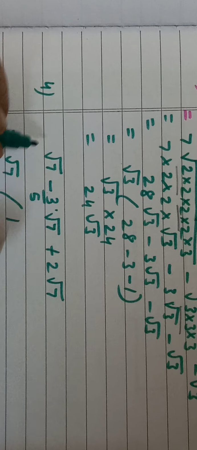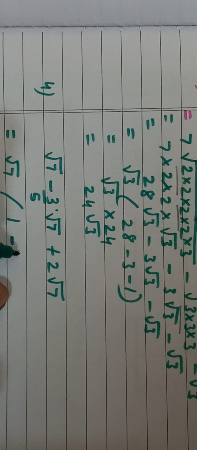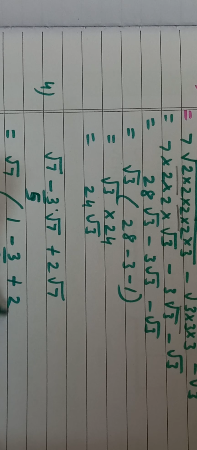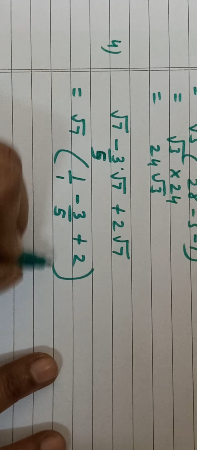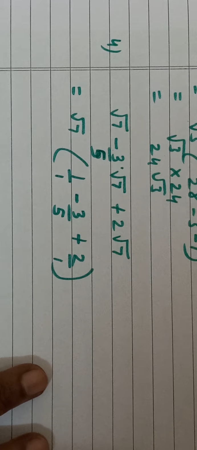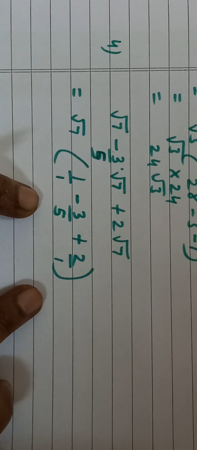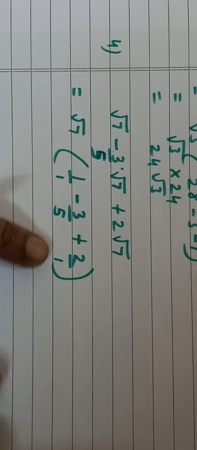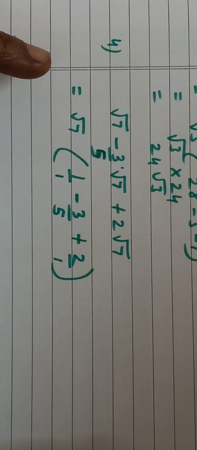Here 1 is there. 1 minus 3 upon 5 plus 2. Now you all should know, here there is nothing means there is 1. Here there is nothing means 1. So we have to equalize the denominator. Now 5 and 1, what will be the LCM? It will be 5 only, correct?